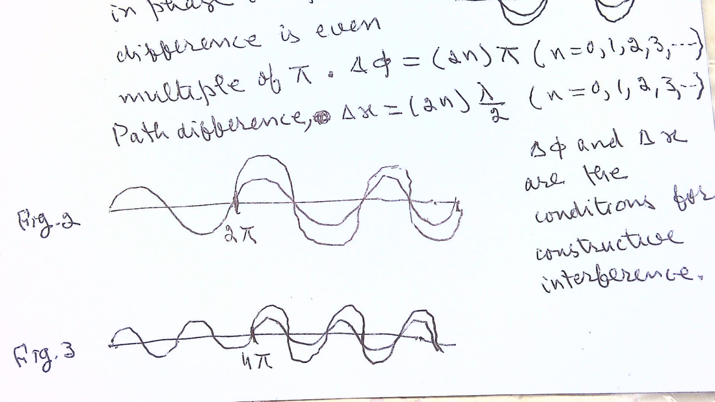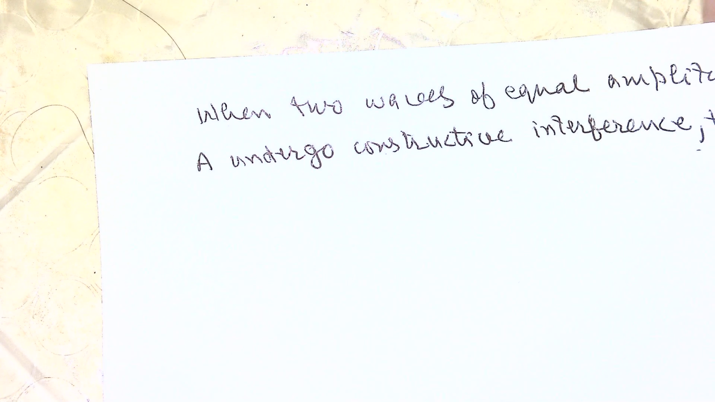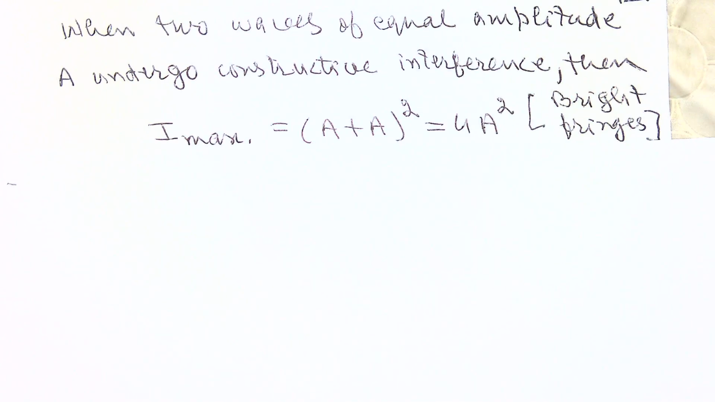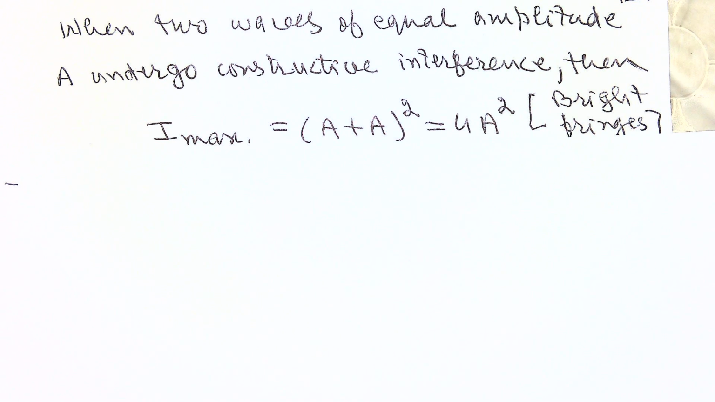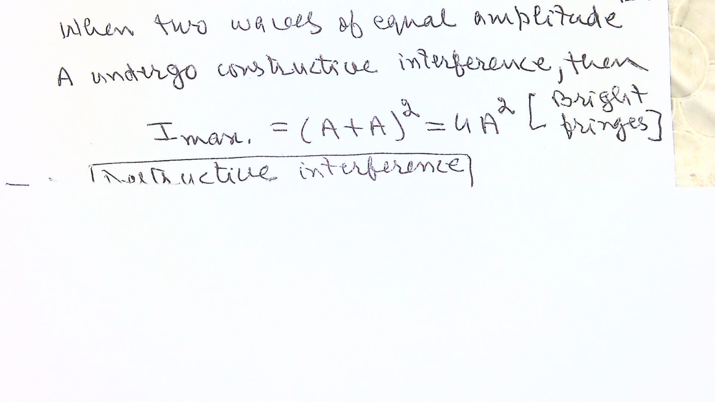When two waves of equal amplitude A undergo constructive interference, then maximum intensity is equal to (A + A) whole square, which is equal to 4A squared. This gives rise to bright fringes on the screen. Bright fringes correspond to maximum intensity. That means in the redistribution of light energy, light energy has come into these fringes, therefore they are bright fringes. And we have added the amplitudes, as you can see.